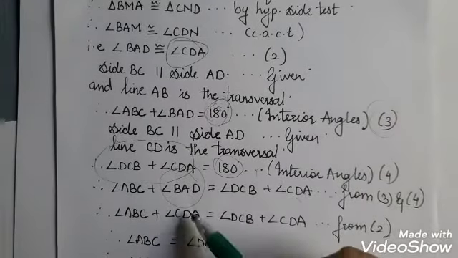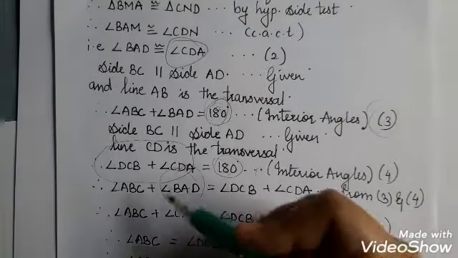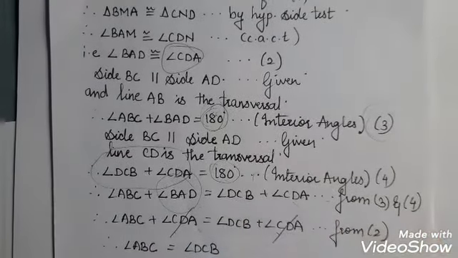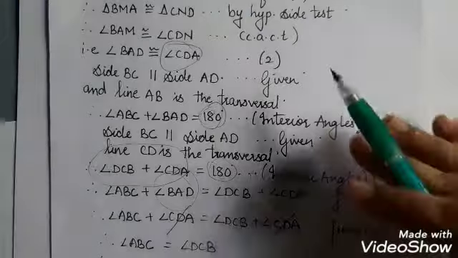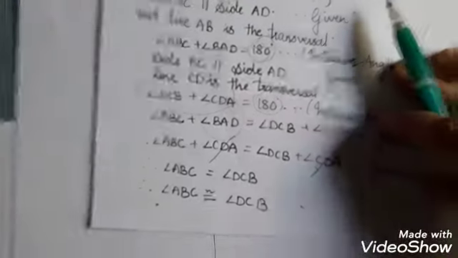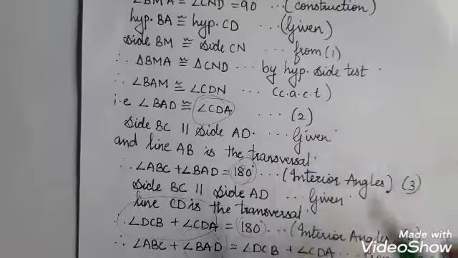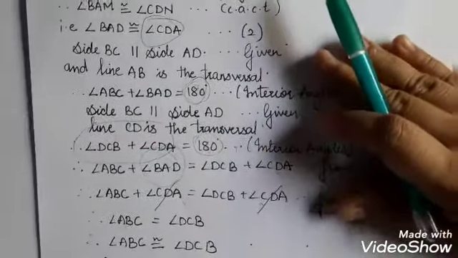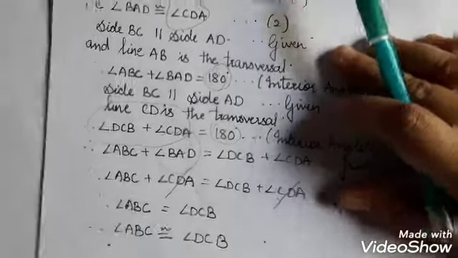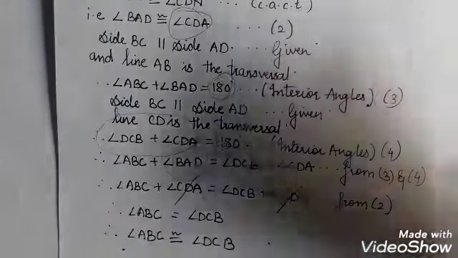Now you can see angle CDA is the same on both sides, so I can cancel these two angles. That means angle ABC is equal to angle DCB. So that is what we have to find out. We have to prove that. So we got angle ABC is congruent to angle DCB. Hence the condition has been proved.